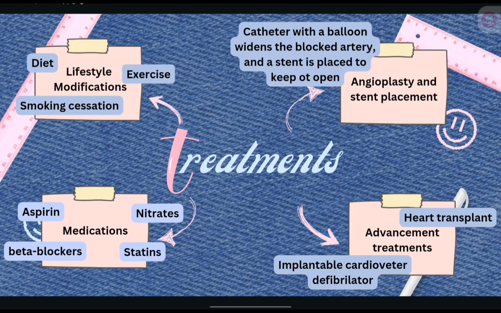So how do we treat this CAD? Number 1, lifestyle modification, by having a healthy diet that is low in saturated fat, cholesterol, and sodium, exercise, regular physical activity to improve cardiovascular health, smoking cessation to stop further artery damage, and medication: statin, aspirin, nitrate, and beta blocker.